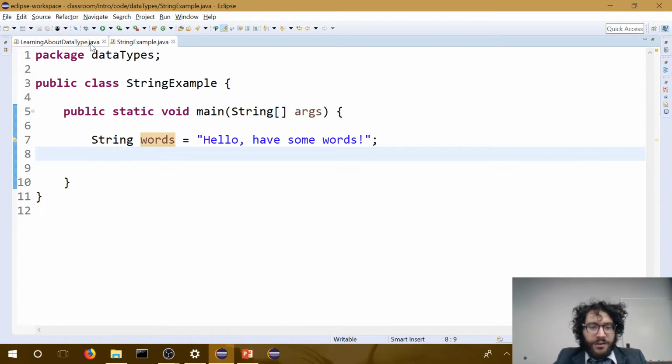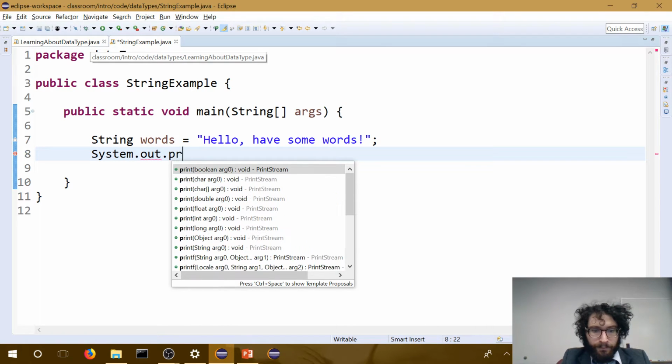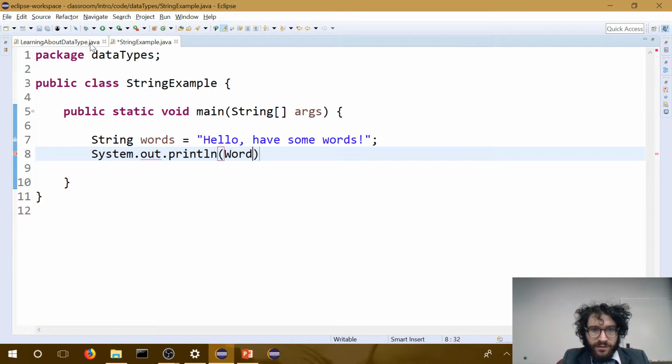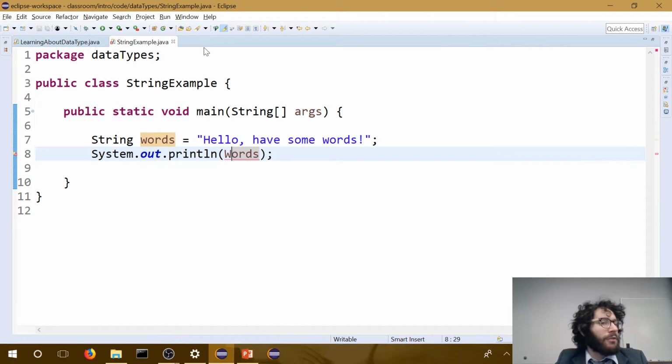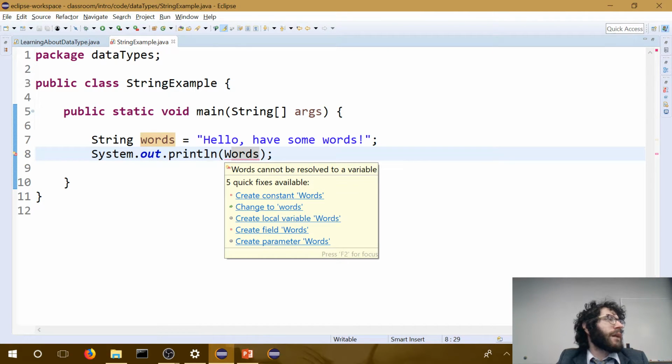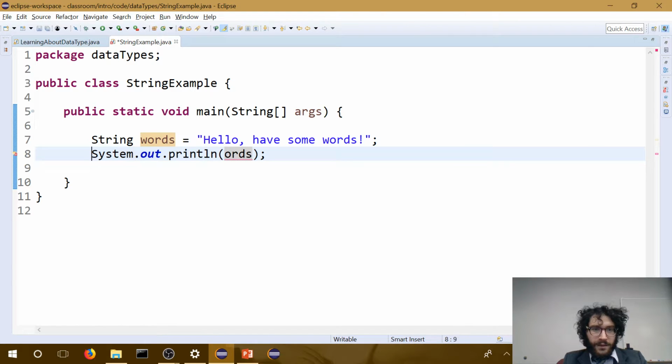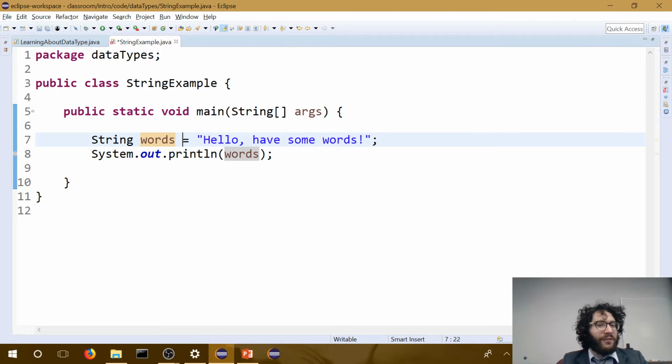So, String words, System.out.println words. Java is what we call case sensitive, by the way, when it comes to variables. Hello, have some words. If I make this capital W over here, it's not going to work. It's going to say, hey, you asked me to find the variable capital W words. I don't see it anywhere, right? So this is what we call case sensitive. Case sensitive means that I need to have lowercase. If I say all lowercase over here, they have to be all lowercase.